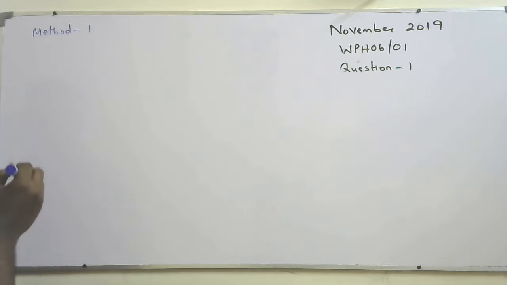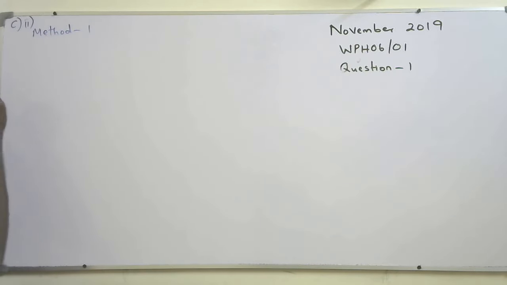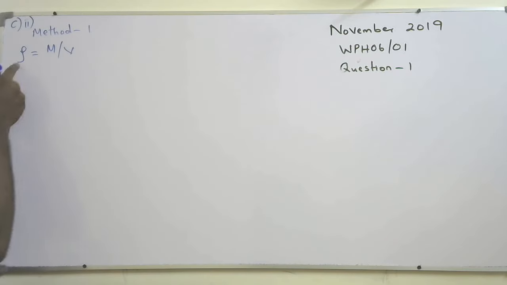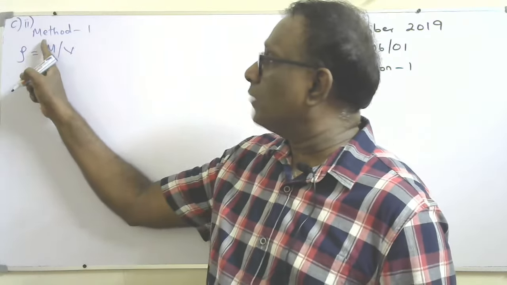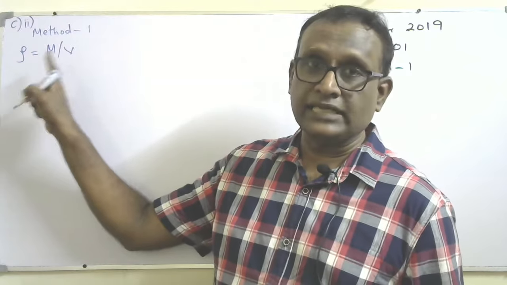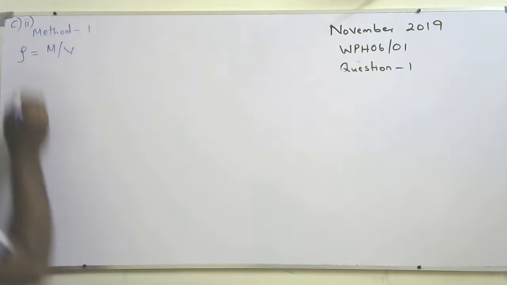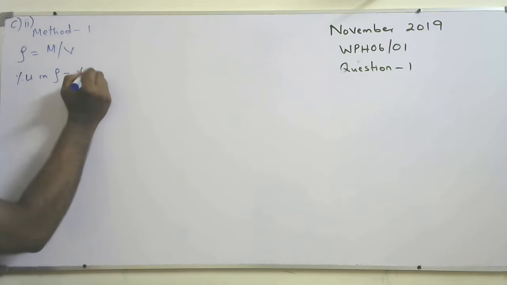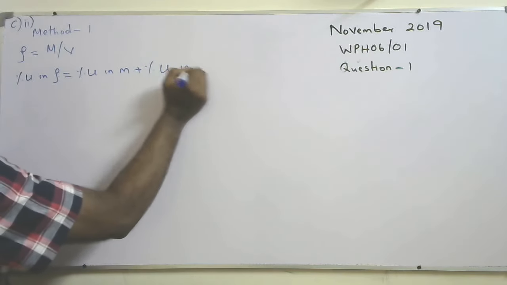That is method 4, C part, second part. Okay, so I need to find the uncertainty in density. Density is equal to mass over volume. Their measurements are mass and volume. They are divided, so I can't find the uncertainty directly. I need to find the percentage uncertainty, then I can find the uncertainty. So percentage uncertainty in density equals percentage uncertainty in mass plus percentage uncertainty in volume.